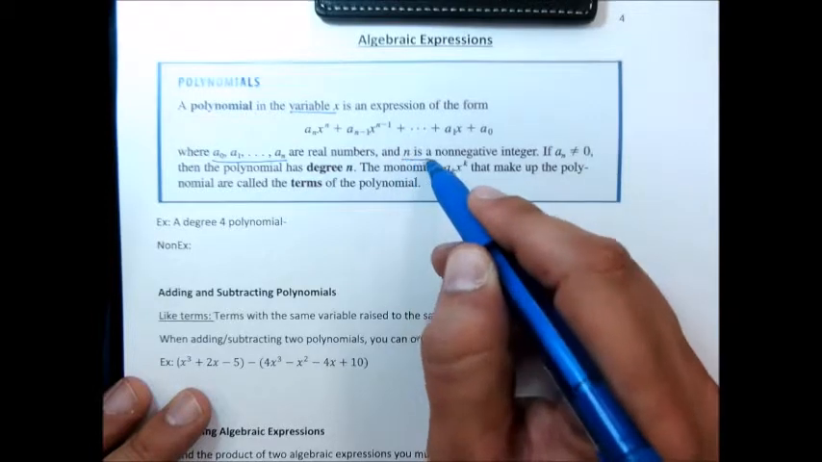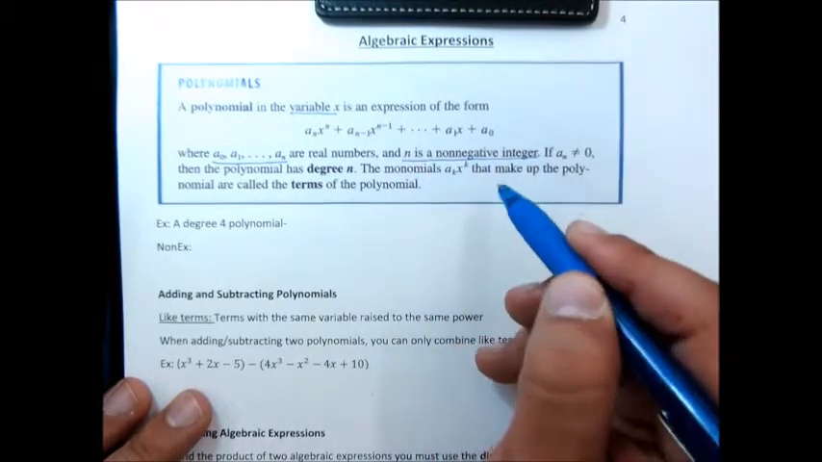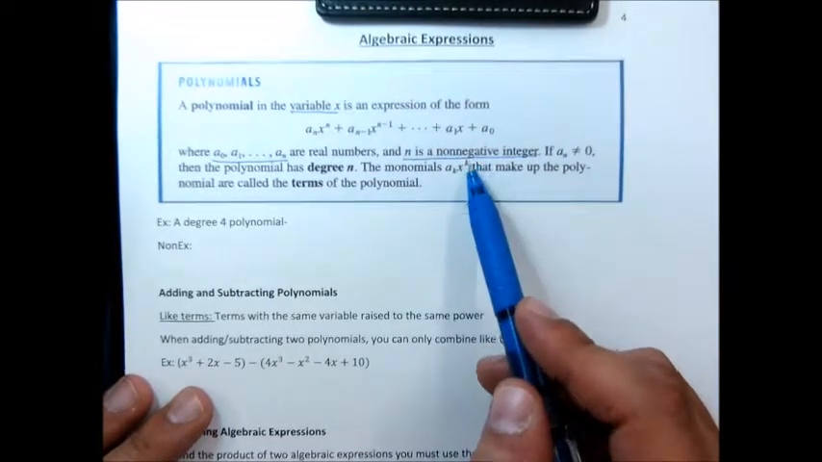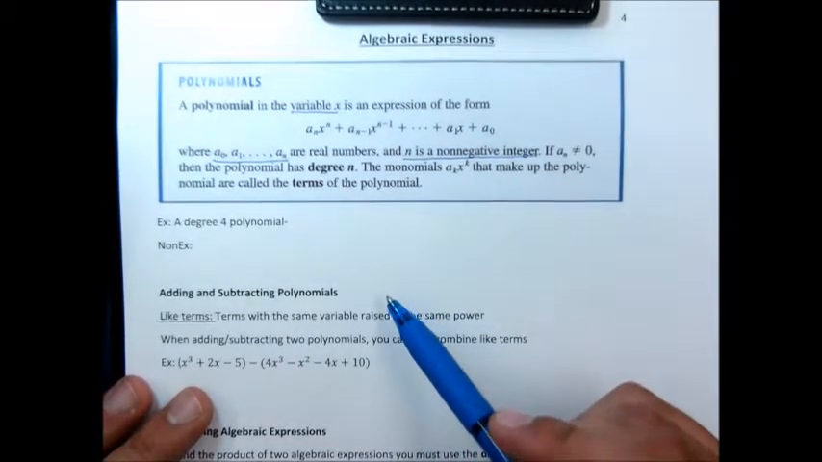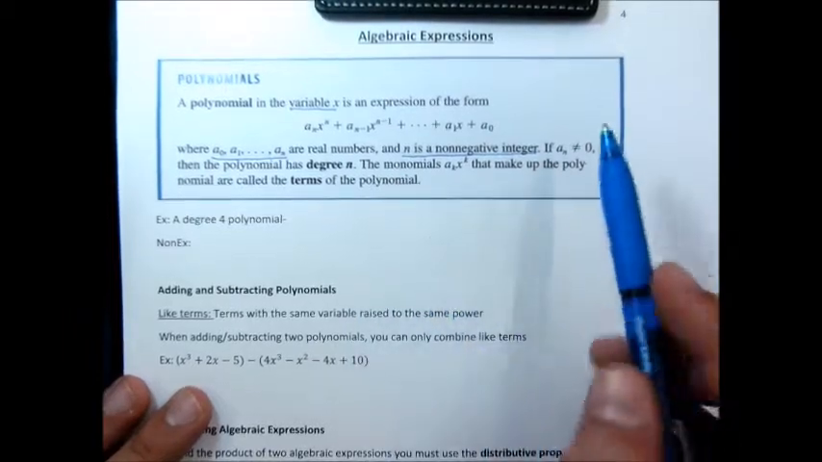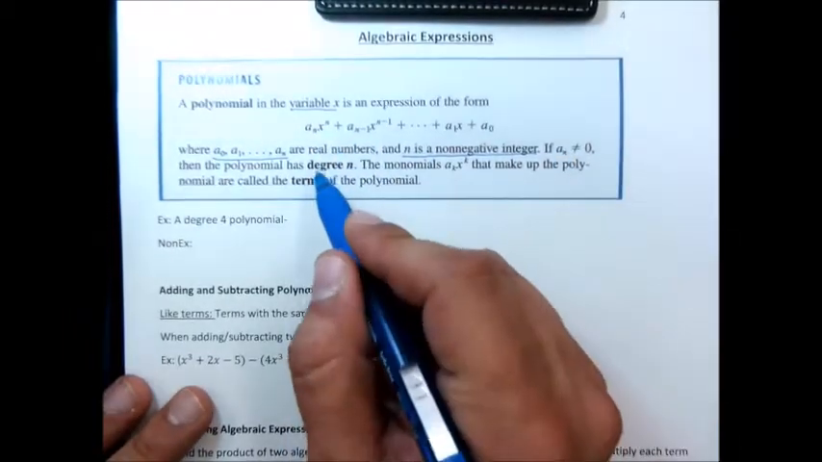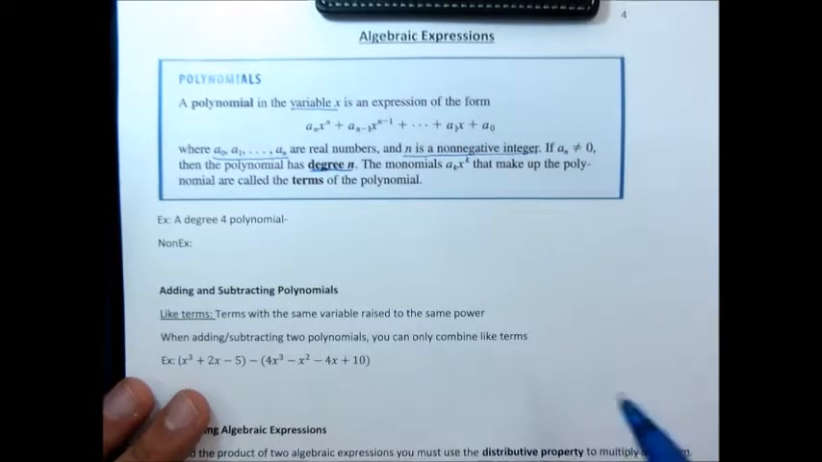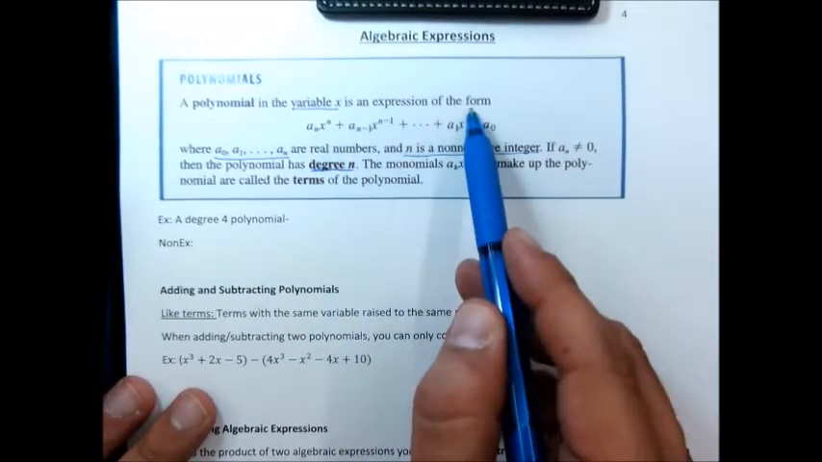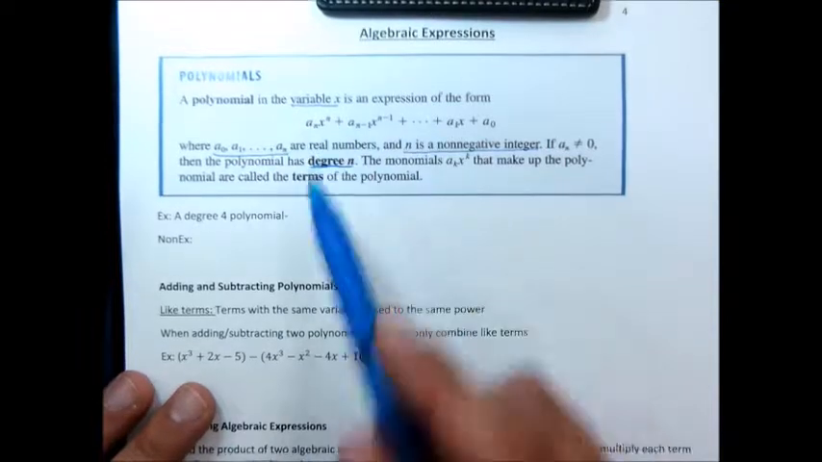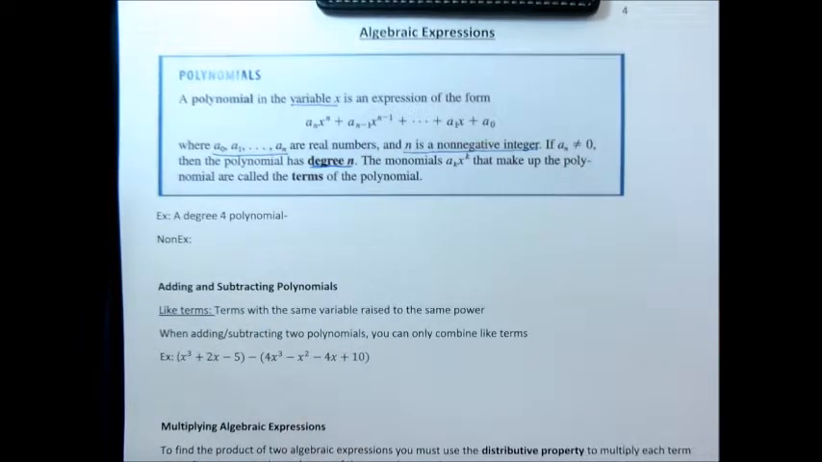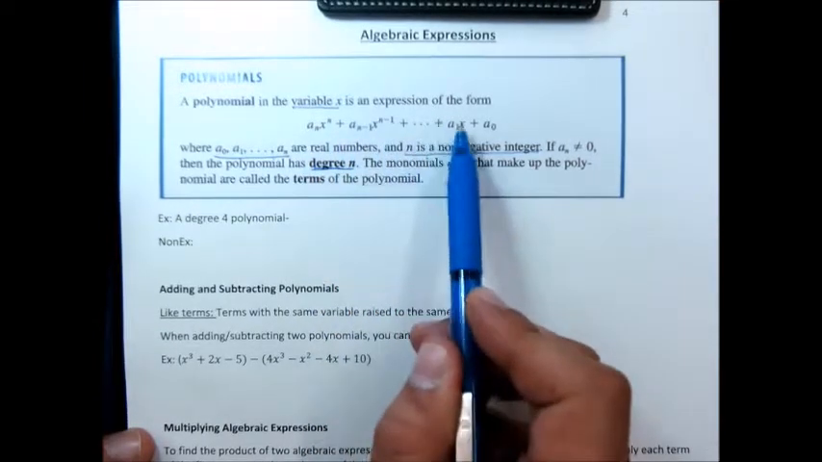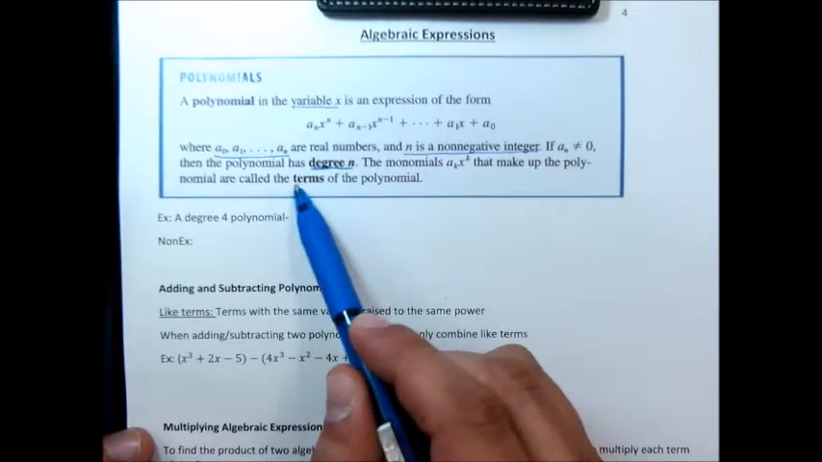What's an integer again? A whole number. So some non-negative whole number, like 1, 2, 3, 4, 5, 6. As long as the first term isn't 0, we say this thing has degree n. Degree means the biggest power. You can see that the biggest power in this expression is going to be n, and that we call the degree. And each individual piece, everything between the plus signs, we call a term.